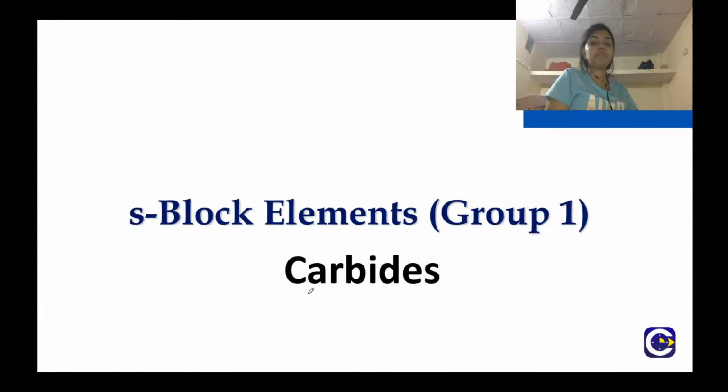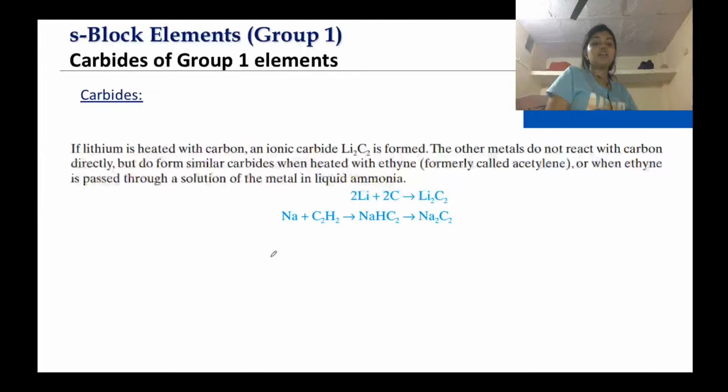Now, next we will learn about carbides. As the name suggests, it includes what? Carbon, right? So if you treat lithium with carbon, it will form an ionic carbide of the type Li2C2, right? Here lithium is in +1 oxidation state, so you can also write it as C2 minus, okay, because 2 lithium will comprise of +2 charge.